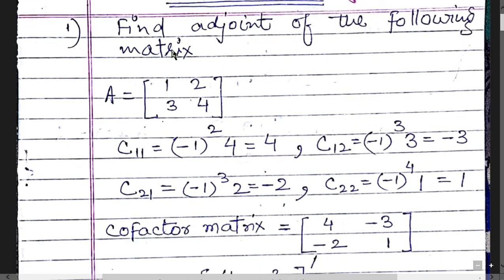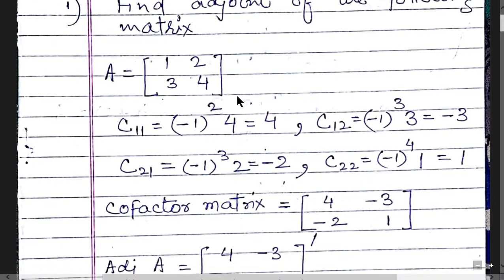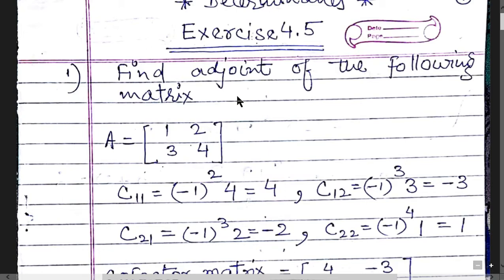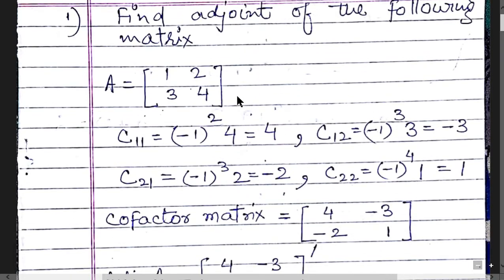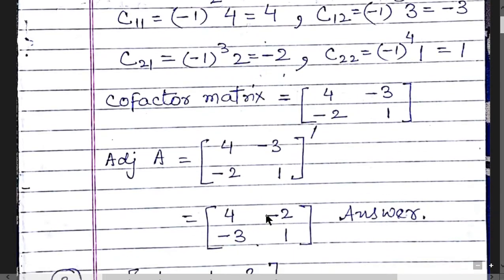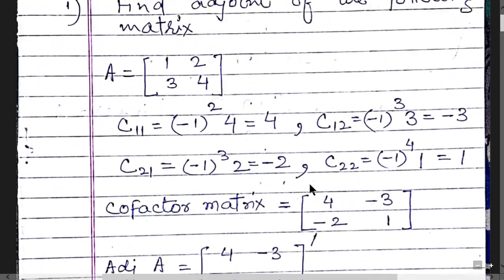Find the adjoint of the following matrix. We have to find the adjoint of this matrix. In the basics of exercise 4.5, that is in the previous video, I discussed the formula of adjoint also. For the calculation of adjoint, first of all we have to find the cofactors and then the cofactor matrix, then the transpose of that particular cofactor matrix. Let us start with the problem.